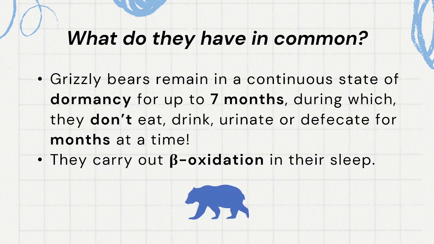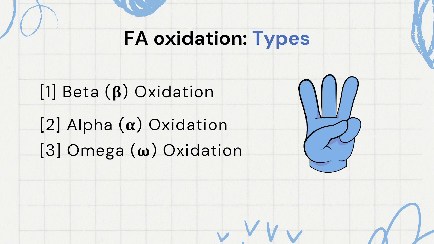Grizzly bears remain in a continuous state of dormancy for up to 7 months, during which they do not eat, drink, urinate, or defecate for months at a time. They carry out beta oxidation in their sleep.